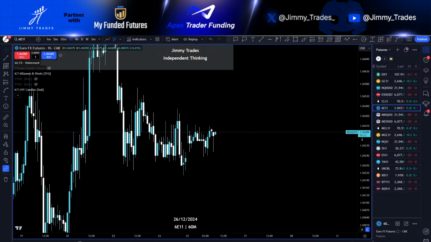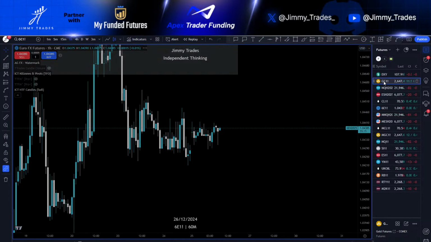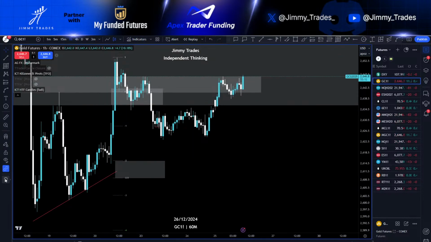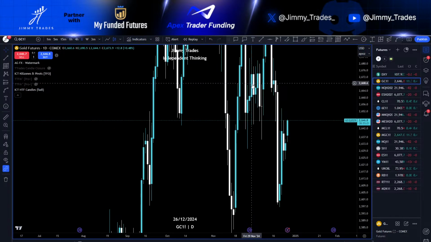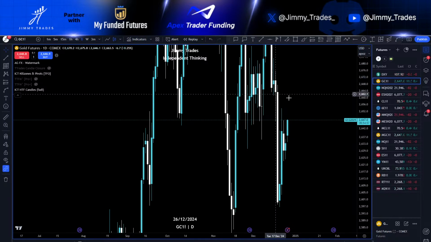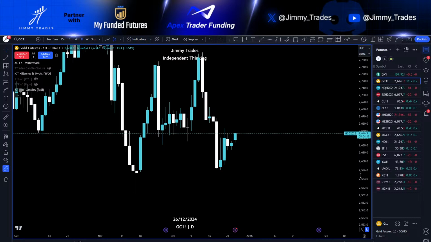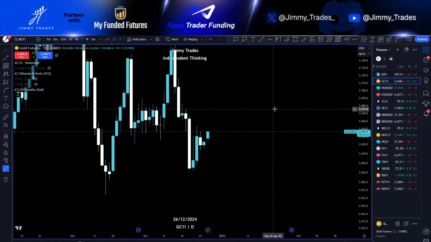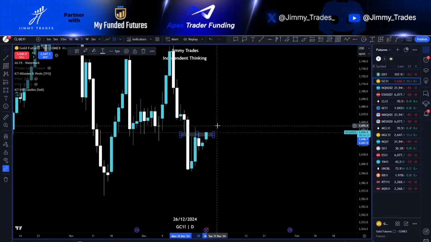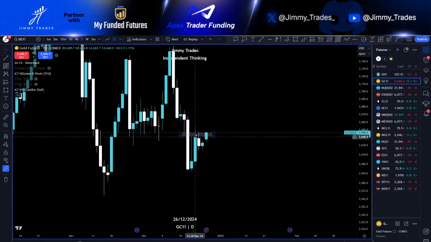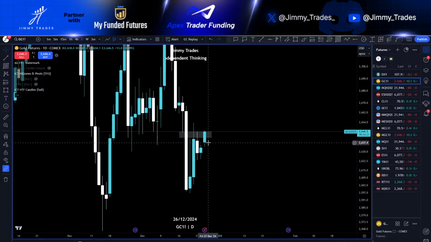See, the hourly on Euro futures is pretty ugly, isn't it? So gold on the daily has been respecting this bearish FVG, and it looks like we may be starting to disrespect that. We've got some displacement here.